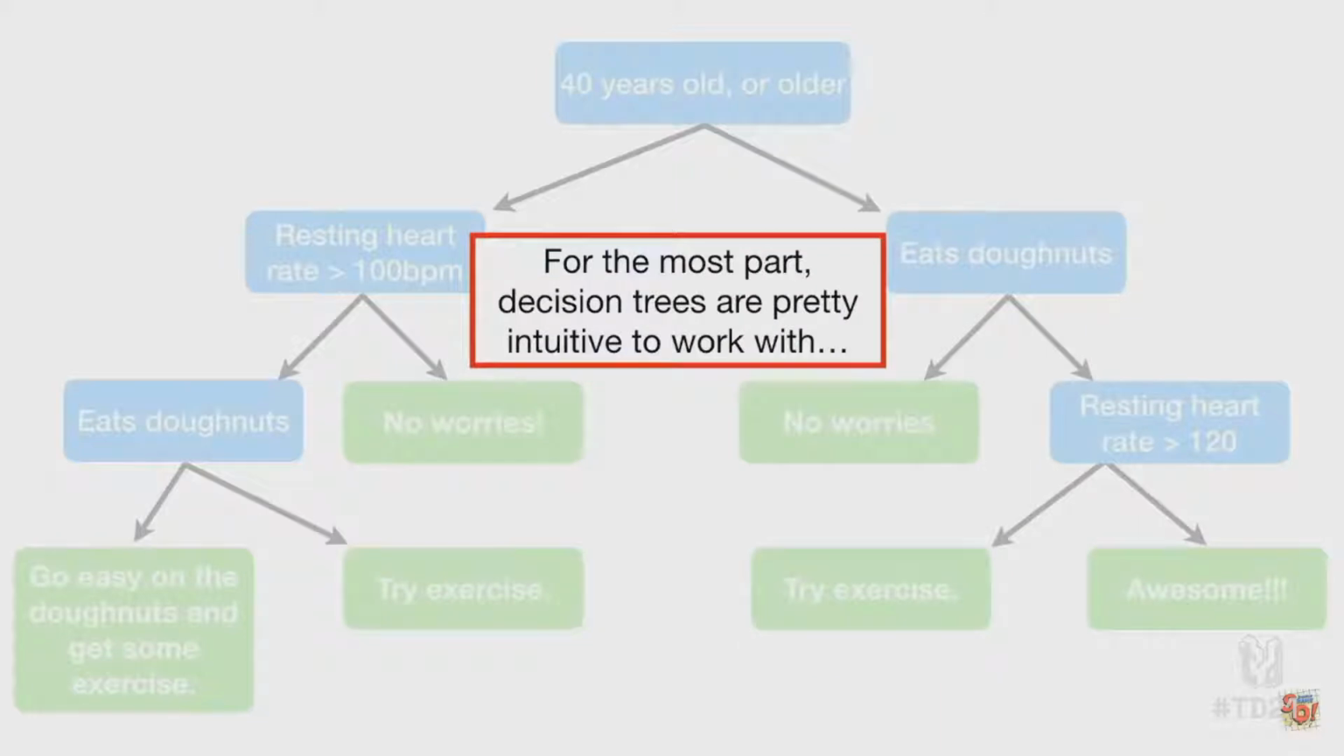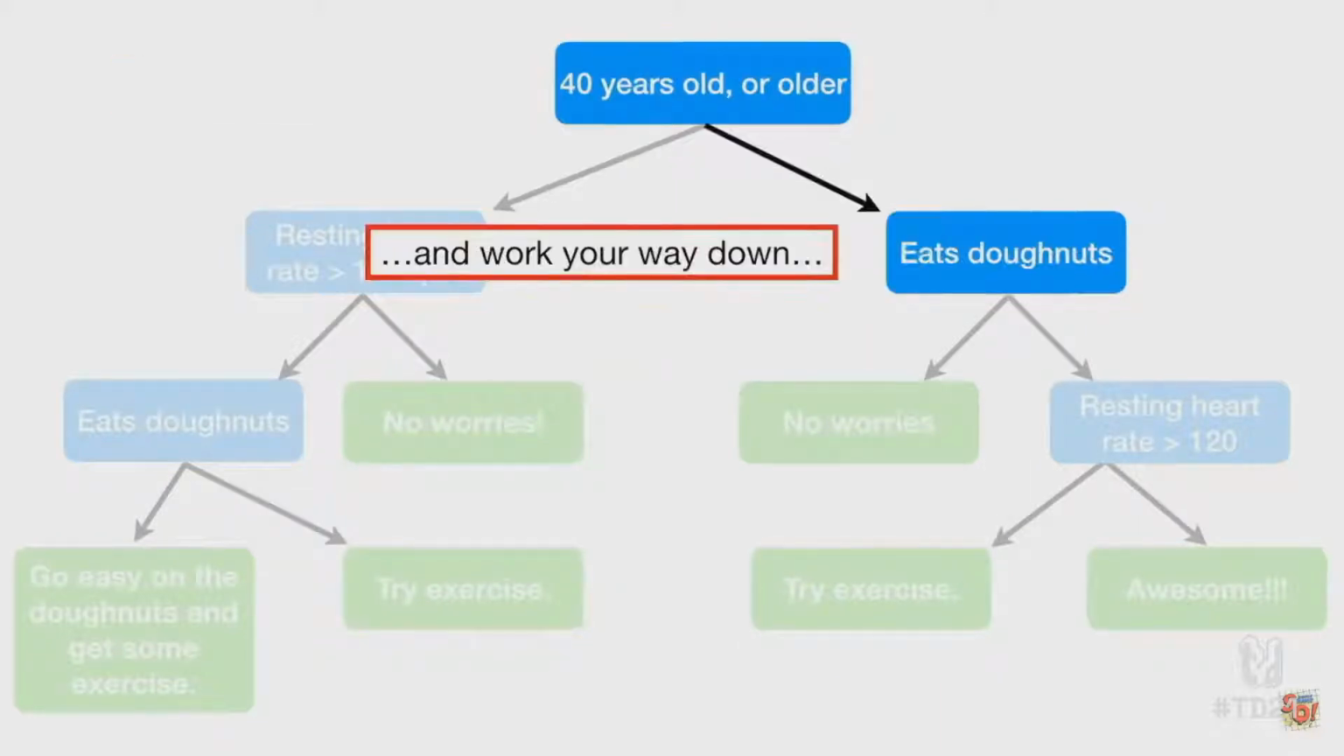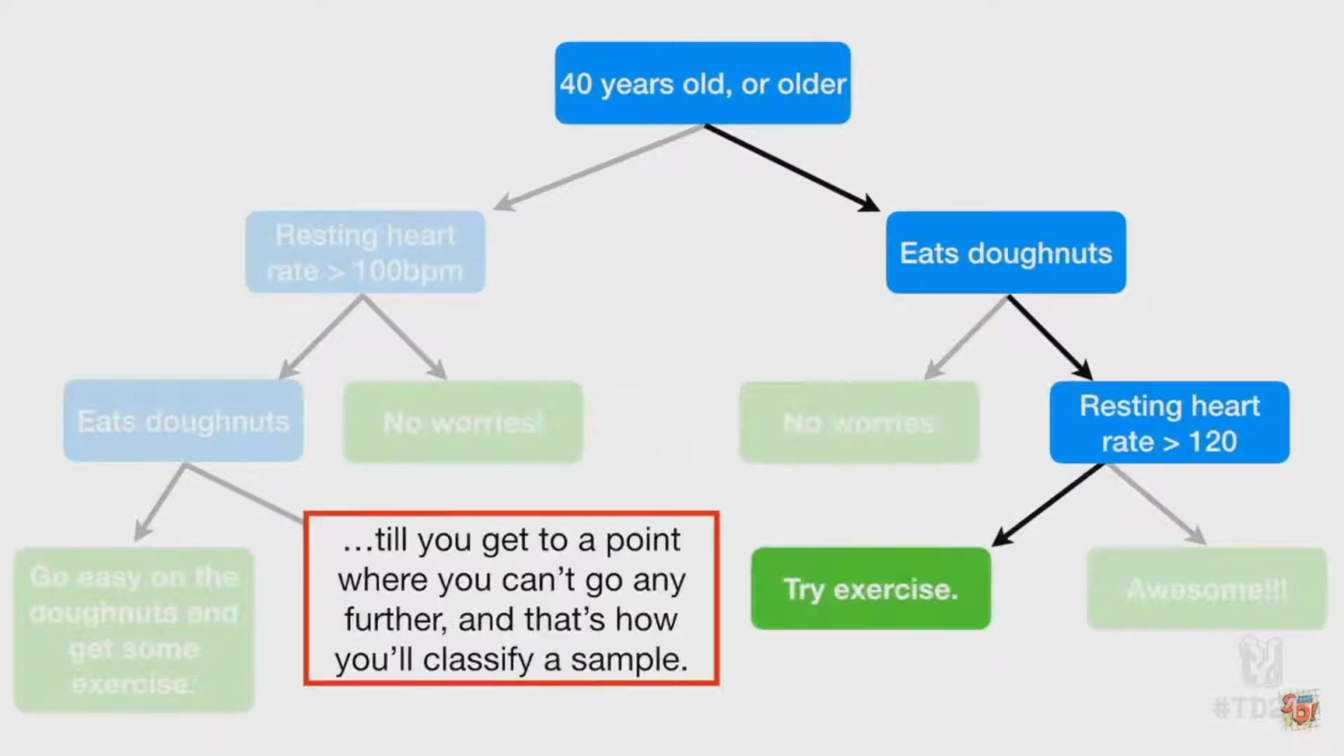For the most part, decision trees are pretty intuitive to work with. You start at the top and work your way down and down till you get to a point where you can't go any further. And that's how you classify a sample.